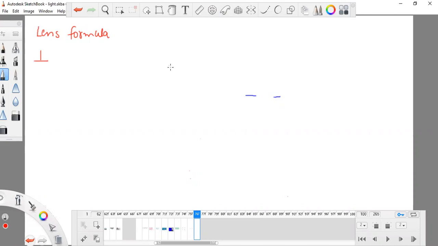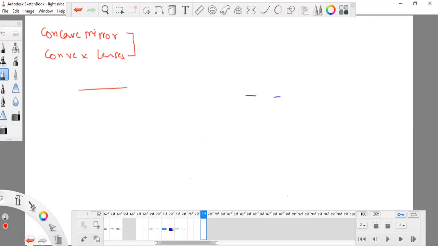It means if I'm writing about features: a concave mirror has so many features, like formation of images and on which side they form. And convex lenses, converging or diverging? Both are converging, so these two go together, along with the formation of images. In the concave case, the images are most probably formed here.